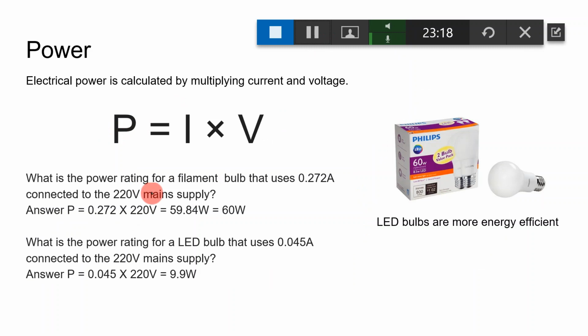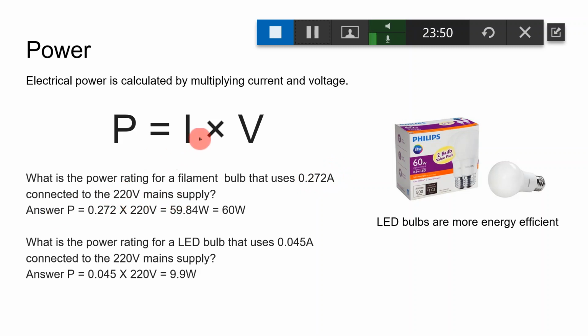So if we want to calculate power, we generally need the current and we need the voltage. Electrical power is calculated by multiplying current by voltage. So we have current here, which is represented by I, multiplied by voltage. If we have a look at these two calculations, what is the power rating for a filament bulb that uses 0.272 amps connected to a 220 volt main supply?